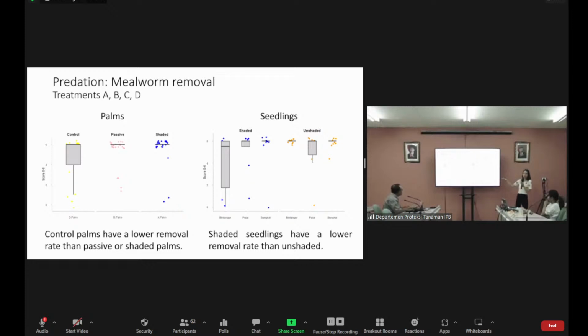When I looked at the seedlings, though, for those three representatives of the Bintanga, Pulai, and Sacchi for a plot level, interestingly, the shaded margin had a lower predation level activity than the unshaded margin. So what we're seeing is that Bintanga is the one that kind of sticks out to me, where in comparison to when it was shaded, it consistently had all the mealworms or nearly all of them removed. But when they were unshaded, it was inconsistent and sometimes not touched at all.